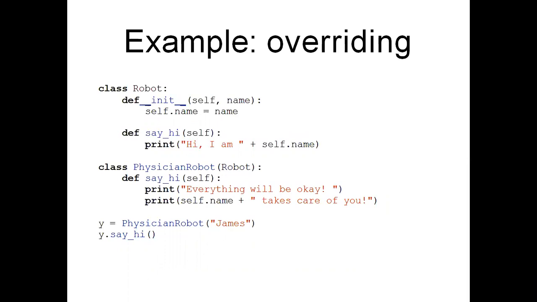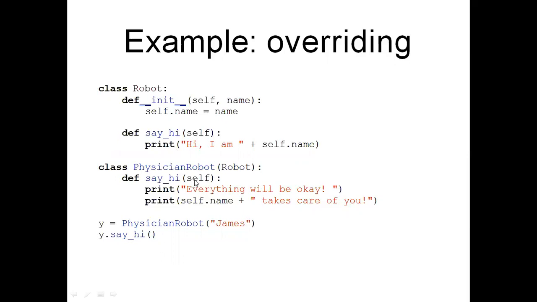I have a class called Robot, and a child class called PhysicianRobot. In the Robot class, I have an attribute, the name itself. To make use of that name, I'm saying hi to that name, so I'm defining a method here. This method is saying hi. Now there is a class PhysicianRobot.